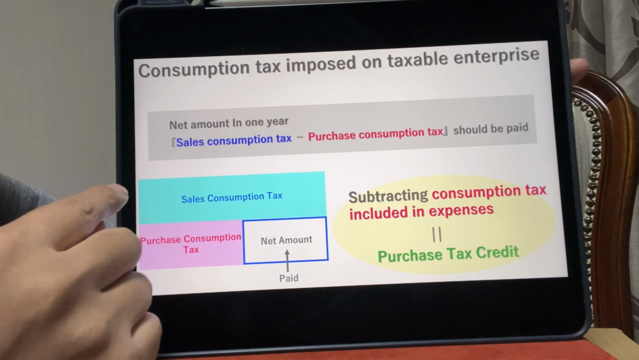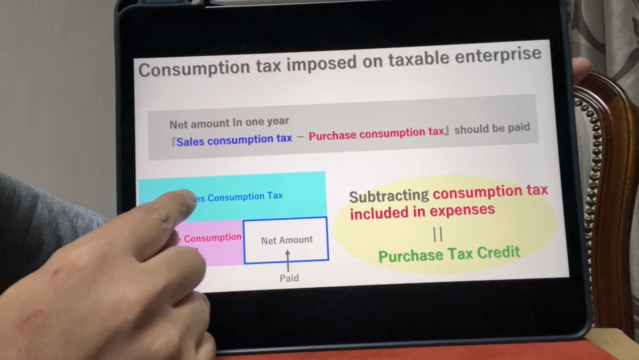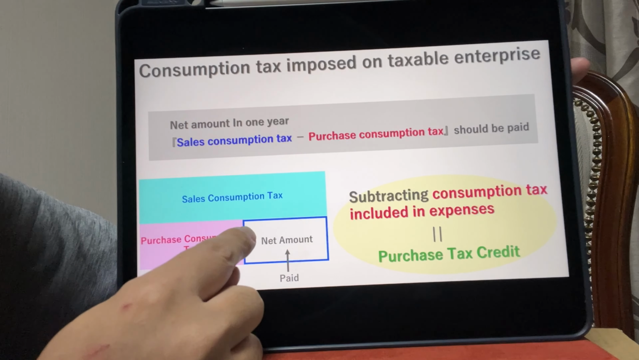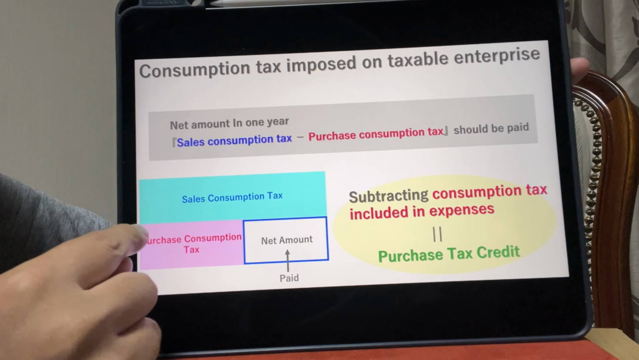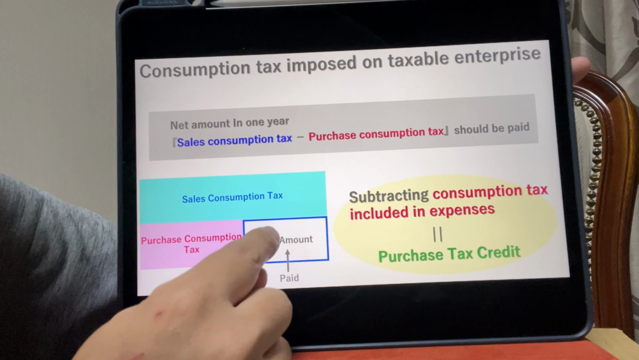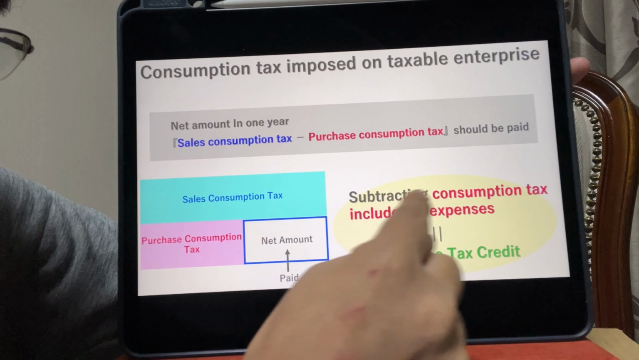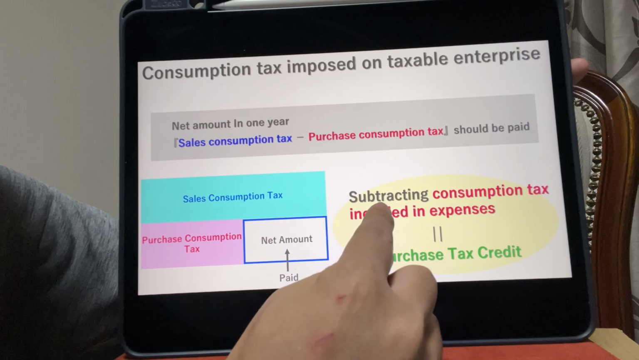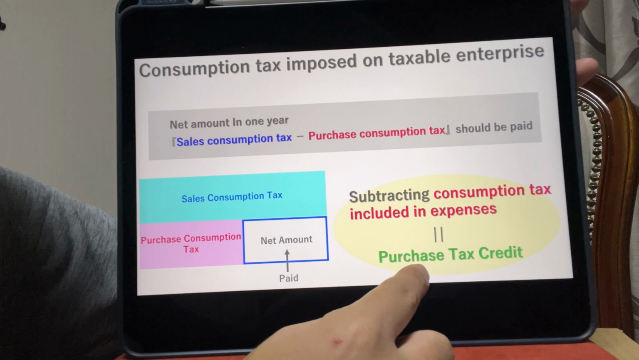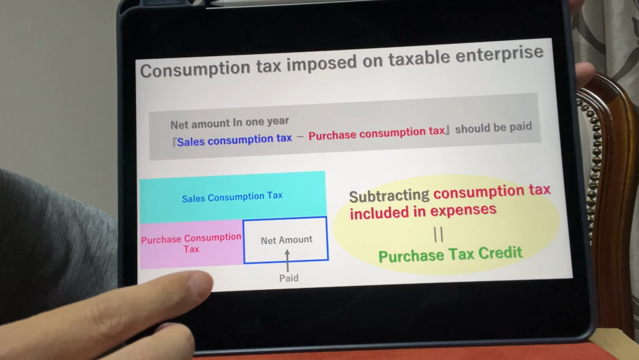This box shows the structure of consumption tax. The blue range shows the sales consumption tax and the red range shows the purchase consumption tax. Net amount is calculated by subtracting purchase consumption tax from sales consumption tax. Net amount will be paid to the tax office. Subtracting consumption tax included in expenses equals purchase tax credit. Purchase tax credit is an important factor for me to explain the Japanese invoice system.